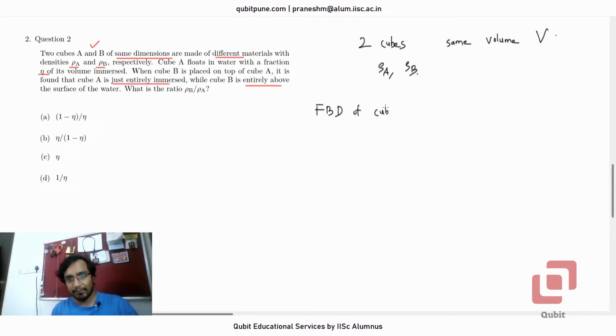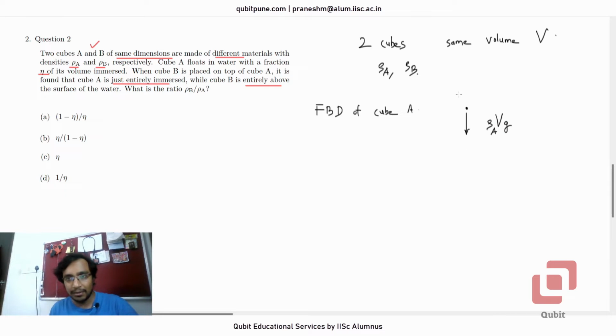cube A, okay, then its own weight is going to act downwards. How much will it be? Density of block A, cube A, into its volume into acceleration due to gravity. This will be balanced by the buoyant force.